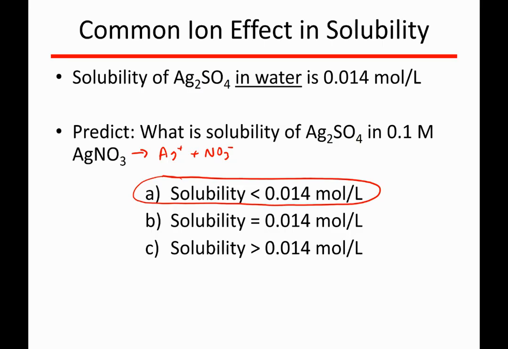Kind of comes back to some of the concepts that we talked about when dealing with Le Chatelier's principle. Now, we can actually prove this to ourselves by calculating what the solubility of silver sulfate is in a 0.1 molar AgNO3 solution. And so to do that, we have to once again set up an ICE table and find what the value of x is in the ICE table. So to do this, we'll write out the dissociation for the Ag2SO4, and we'll write out the KSP expression.